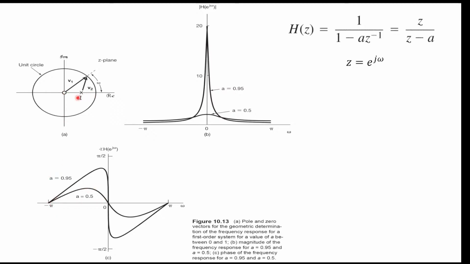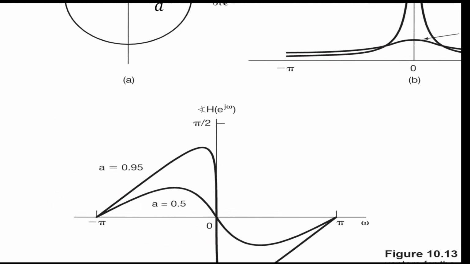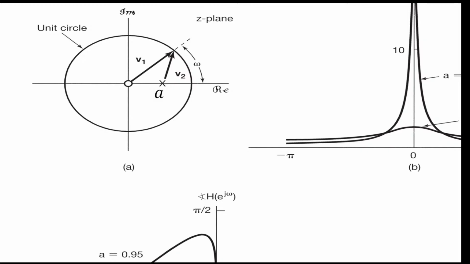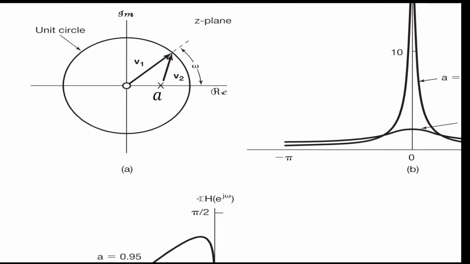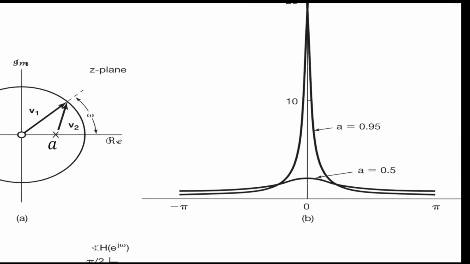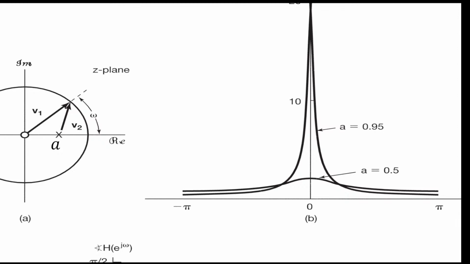So if A equal to 0.5, this point is further away from this point 1, then the change in phase is smaller. And if A is closer, I guess we can get a bit of intuition here. If A is very close to this point, then as your omega changes from 0 to some non-zero value, you quickly get a large angle, because the angle with respect to your A will be very large.